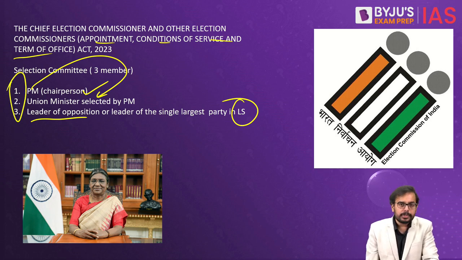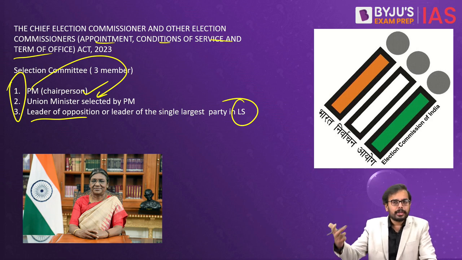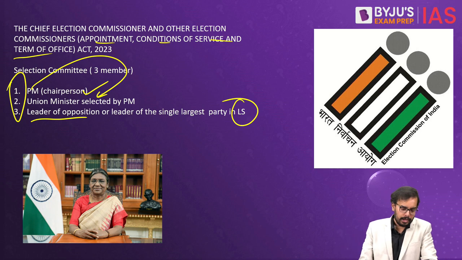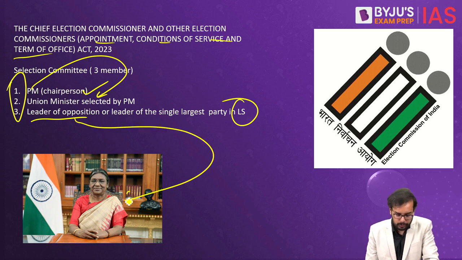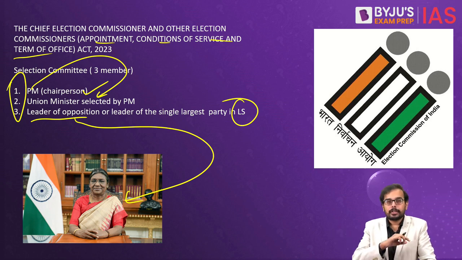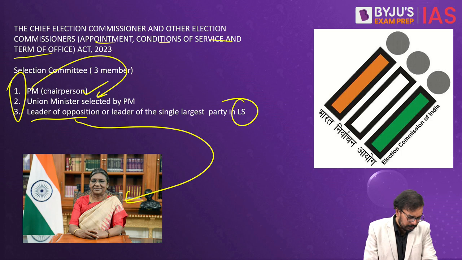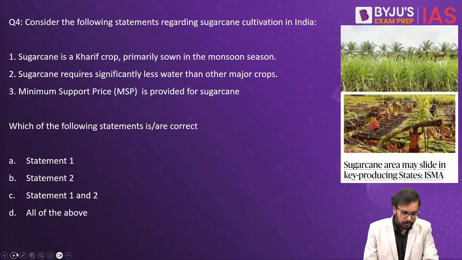So these 3 members will select one candidate for either Chief Election Commissioner or Election Commissioner. They will select one person, and that person's name would be given to the Honorable President. Now the Honorable President will appoint that person either as the Chief Election Commissioner or as the Election Commissioner. So this is the process of appointment of the Election Commissioner and Chief Election Commissioner in India as on date today. So now we'll go to the next topic, that is regarding your agriculture.